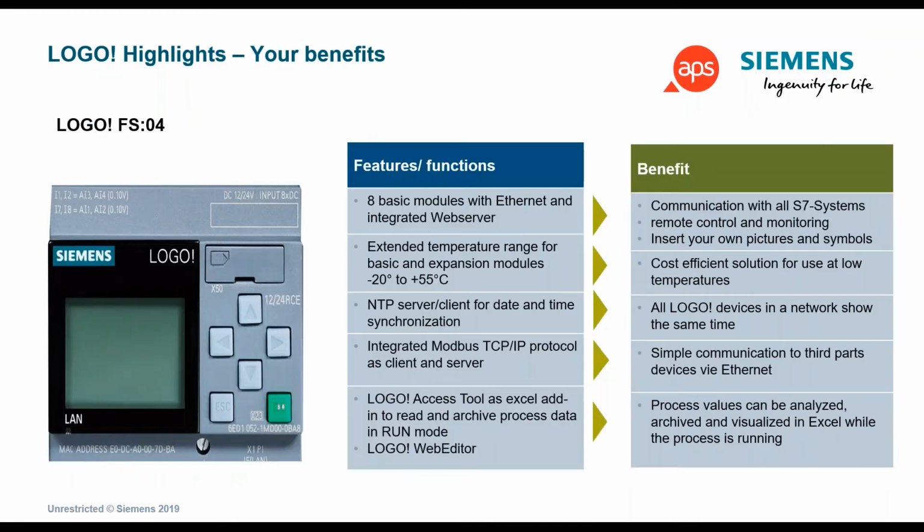Highlights, very important. There are 8 basic modules, 4 with display, 4 without, all with Ethernet directly on board and an integrated web service. The temperature range is -20 to +55 degrees C. We also have the external time server, which we can synchronize with. So in the event that we have lighting control within a home, we can automatically adjust that for daylight saving. Integrated Modbus TCP, and then LOGO Access, we can access any data into Excel and add this into a sheet that we can use further.